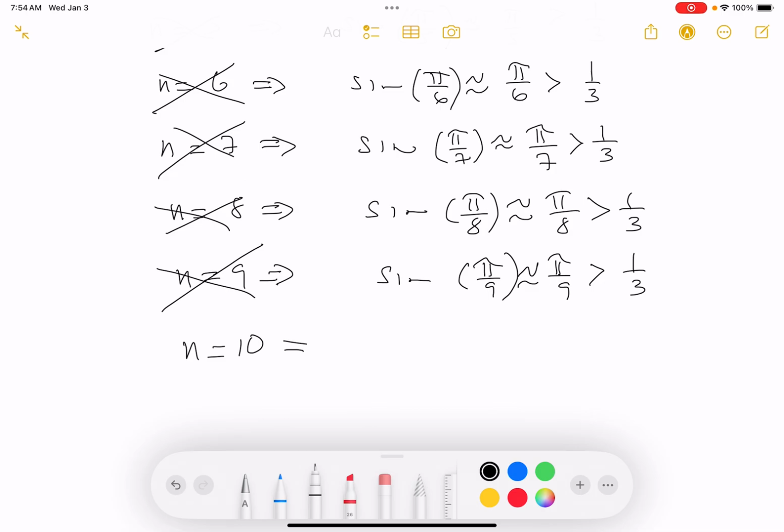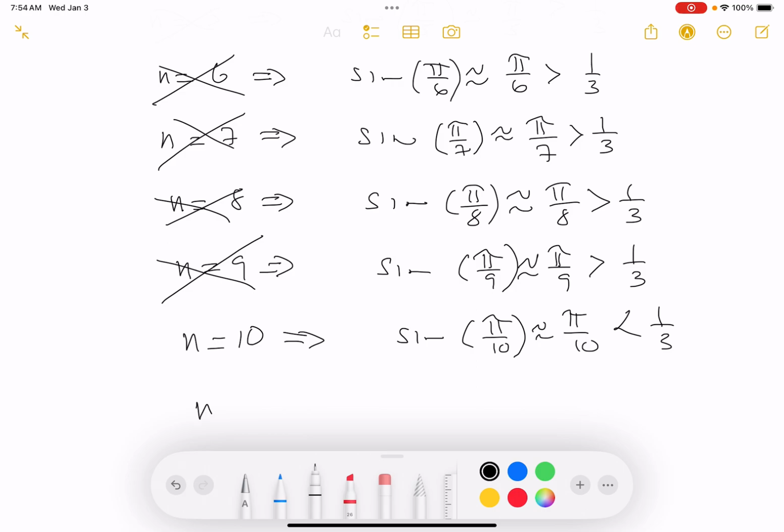And I think we might get our first success now. Roughly speaking, this is pi over 10. I'm going to say pi over 10 is less than 1/3 now. This is a success number. And looking at this, what do you get? 3 times pi is roughly 9 point something, and certainly 10 is greater than that number. So this is good. Let's go to 11.